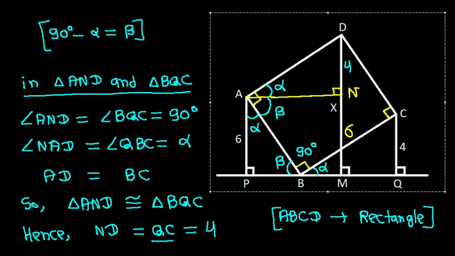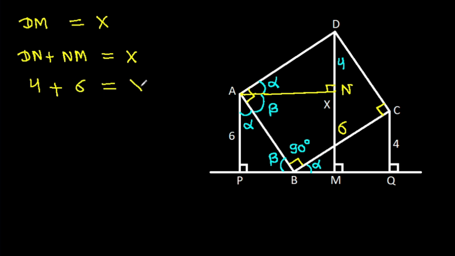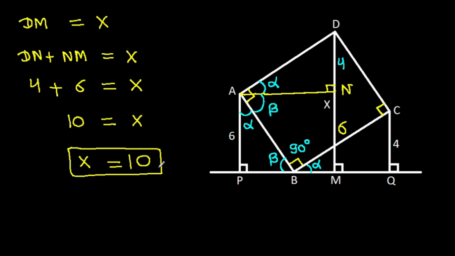And now we have DM is x, and DM is DN plus NM, that is x, and DN is 4 plus NM is 6, that is x, and 10 is x, so x is 10. And the second method.